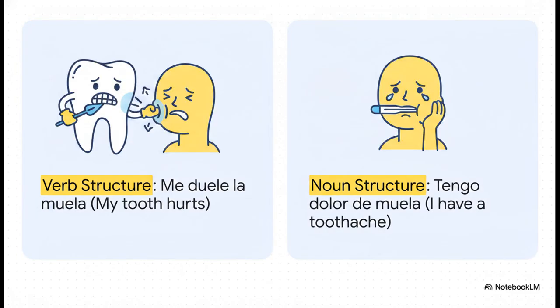Let's try to really lock this pattern into your memory with another example. Me duele la muela versus tengo dolor de muela. Same dental symptom, but two perfectly valid grammatical paths. If you choose that verb doler, it's almost like the tooth is actively attacking you. If you choose dolor, you are the subject who currently has that condition.